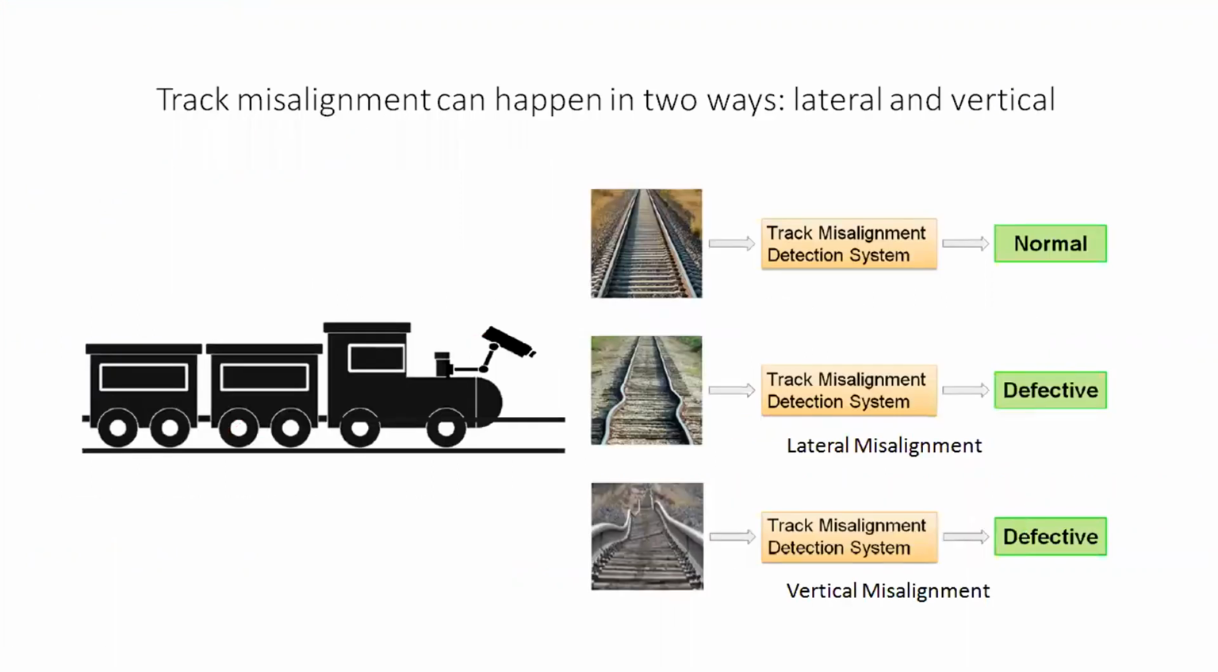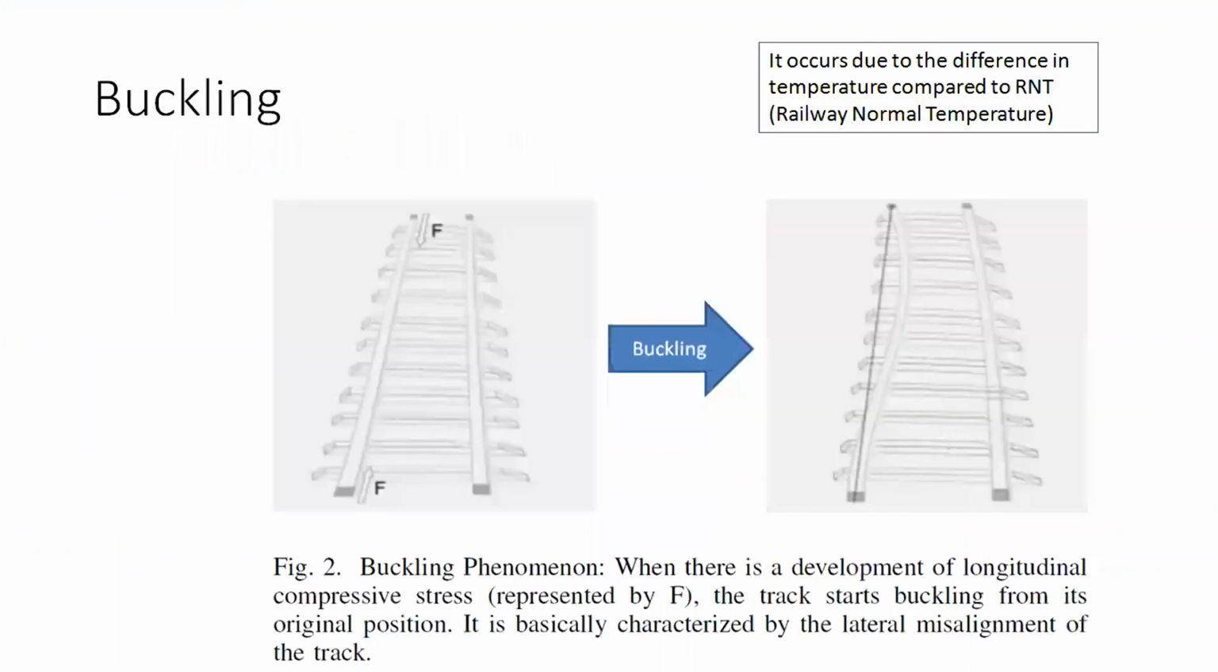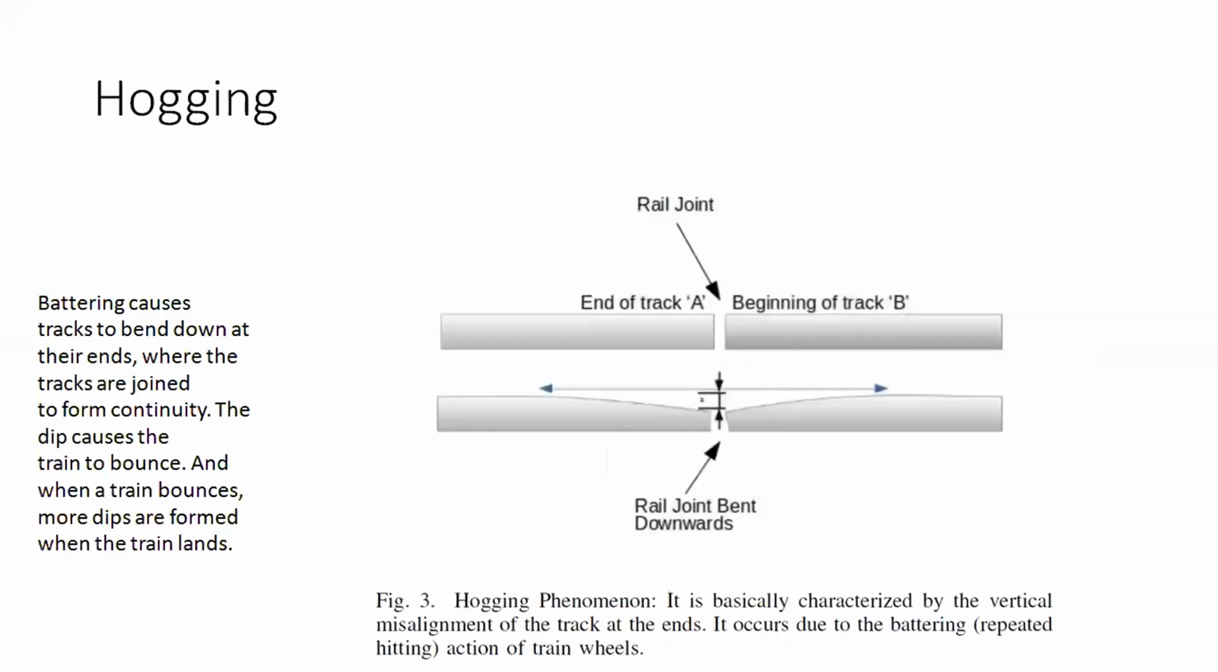We consider two types of misalignments, lateral and vertical. Lateral misalignment can happen due to buckling phenomena, where a longitudinal compressive stress develops due to difference in temperature from what is considered normal. The vertical misalignments can happen due to hogging.